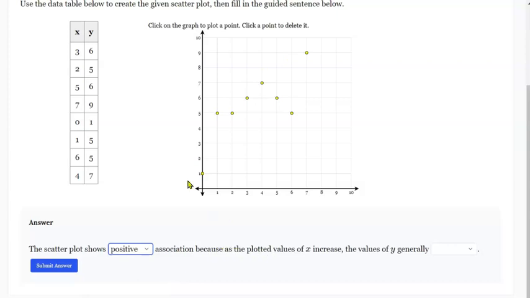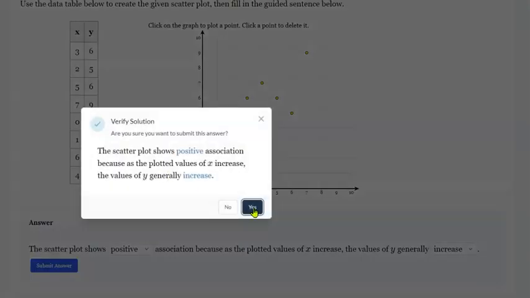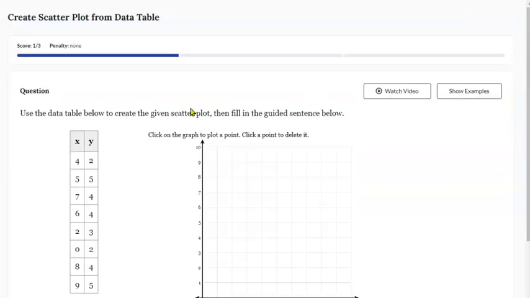And that's because as you read from left to right, as the plotted values of x increase, so that statement will always be there because we read from left to right. So as the x values increase, the y values also increase. That's how you get a general positive trend. Let's take a look at another question.